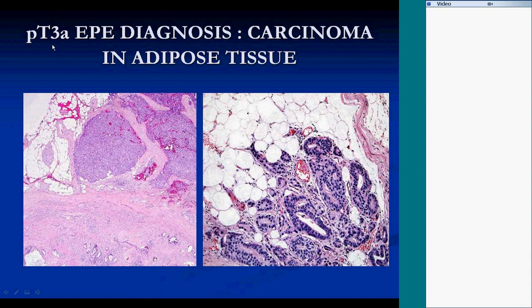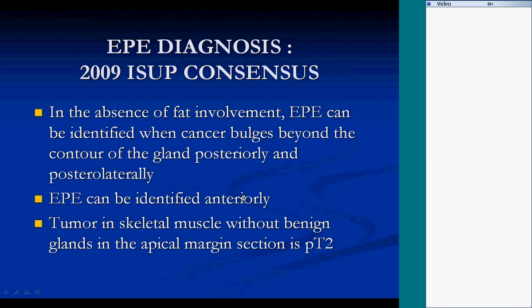So let's now show some examples of extraprostatic extension. And you can see here pT3a disease, masses of prostate cancer out into soft tissue. That's straightforward, glands invading into adipose tissue. So the consensus is that you can diagnose EPE in the absence of fat involvement if you can draw that line and show that the glands are in the same plane as the fat.